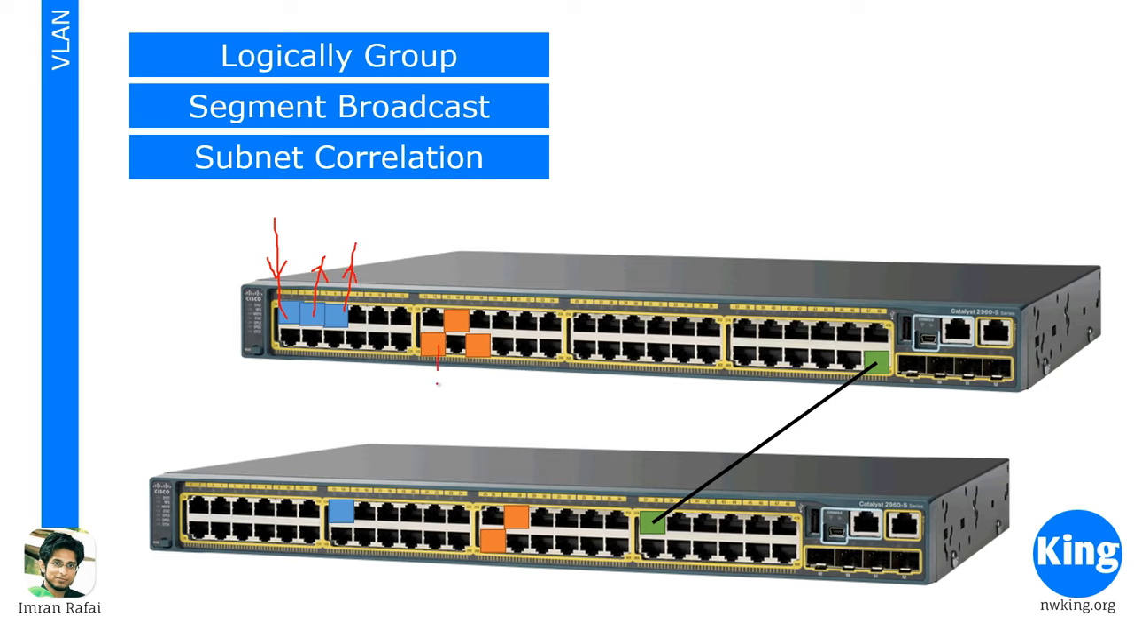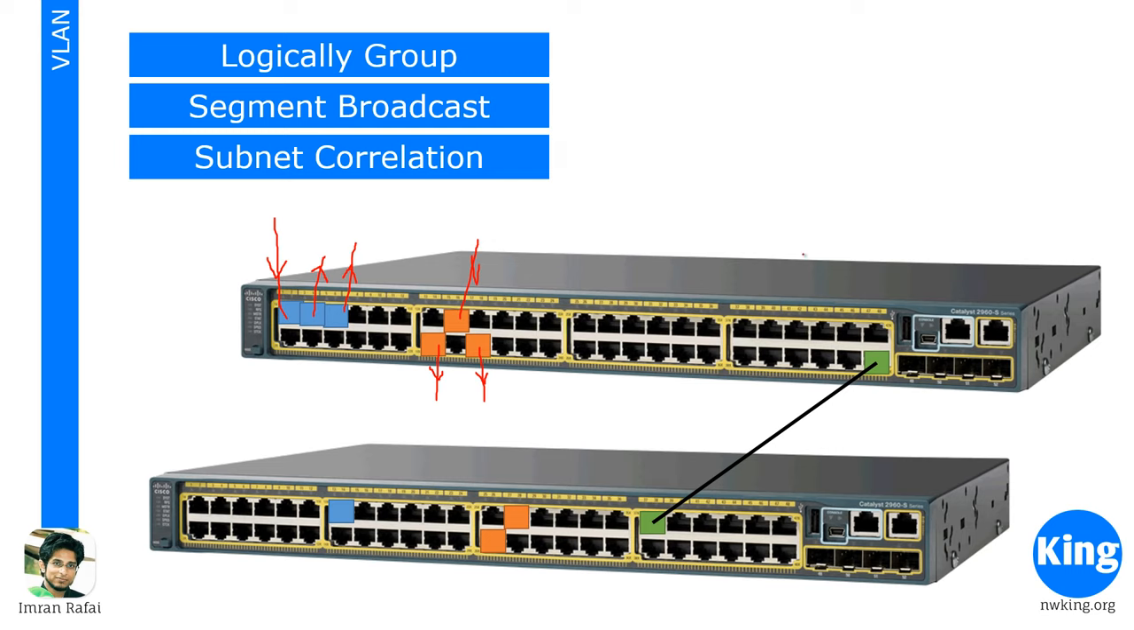Same way, any broadcast that is coming to the red ports will only go out on red ports, right? So it will come here, but not on any of the other ports. So this is as if you have taken 2 different switches. VLAN is a logical way of grouping or separating the switches into different networks.